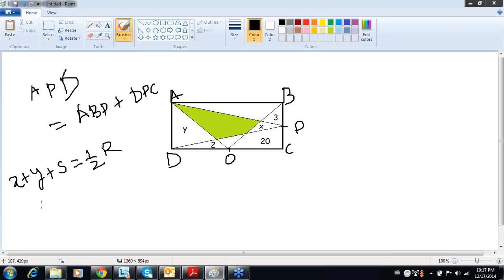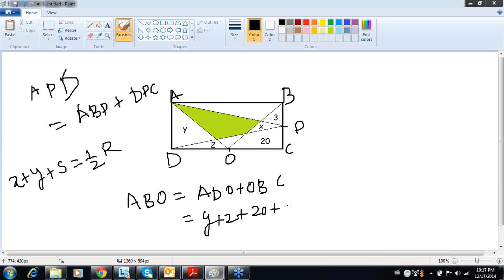Similarly, area of ABO will be equal to area of ADO plus OBC. This will be Y plus 2 plus 20 plus X plus 3, which will be equal to half the area of the rectangle. Now this is equation 1, this is equation 2. Just equate both of them.